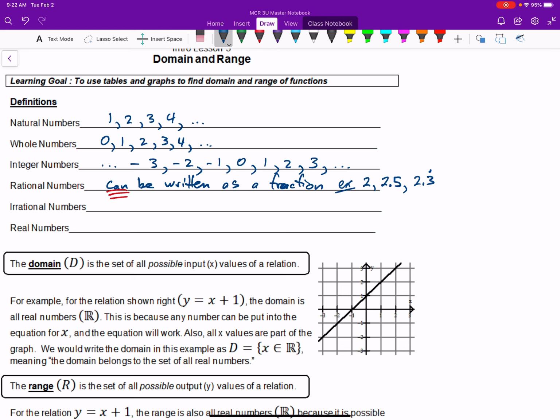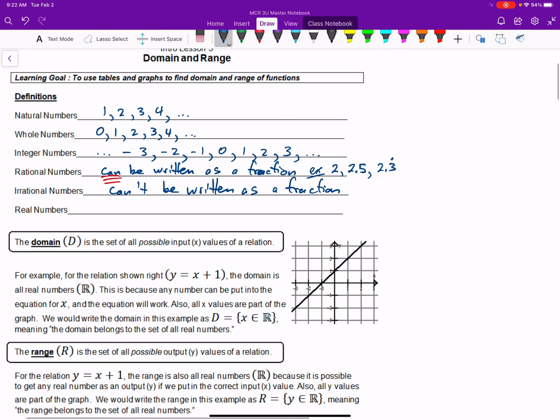Irrational numbers are just the numbers that aren't rational, so they can't be written as a fraction. And so the most famous one of the irrational numbers is pi, but anything that just goes on without showing any signs of repeating, like pi or like this number I just invented here, would be irrational. There's no way for me to make this into a fraction.